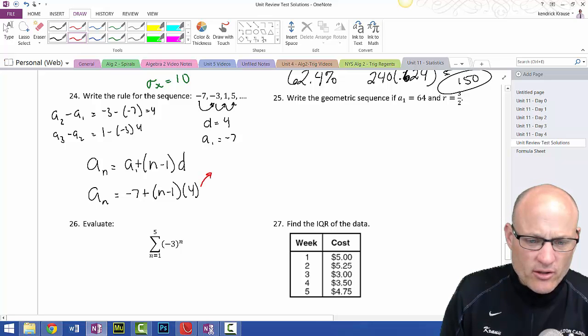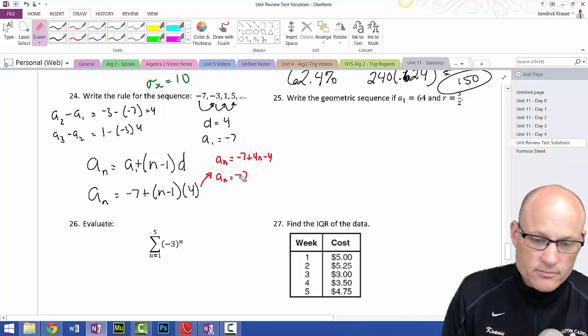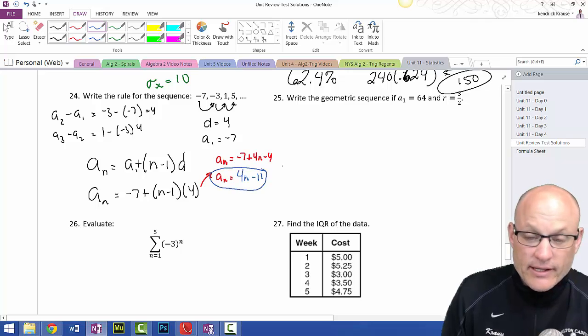When I distribute, I'm going to get A sub n equals negative 7 plus 4n minus 4. Or A sub n equals 4n minus 11 when you put the negative 4 and negative 7 together.